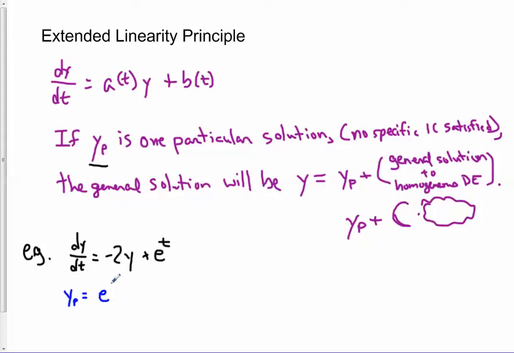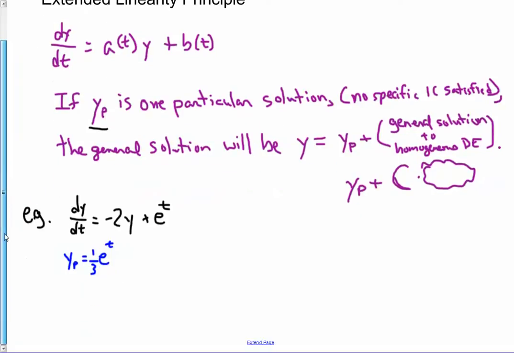It's 1/3 e to the t. I'm sorry, the 3 wasn't supposed to be in the exponent; it's supposed to be down on the outside. So 1/3 e to the t. Sorry about that. By the way, let's do a quick check that it is a solution. And again, you don't know where this came from. Let's assume that there's some method that gives us that.